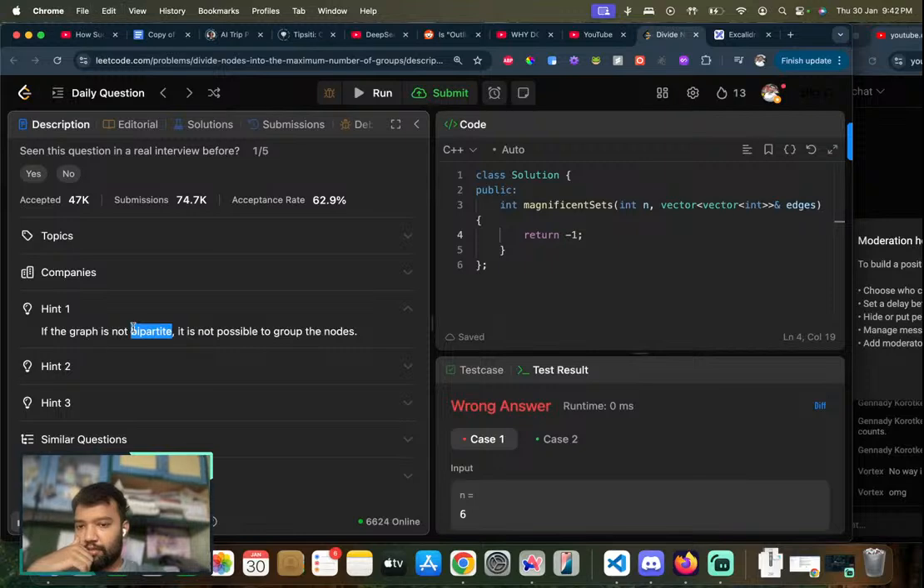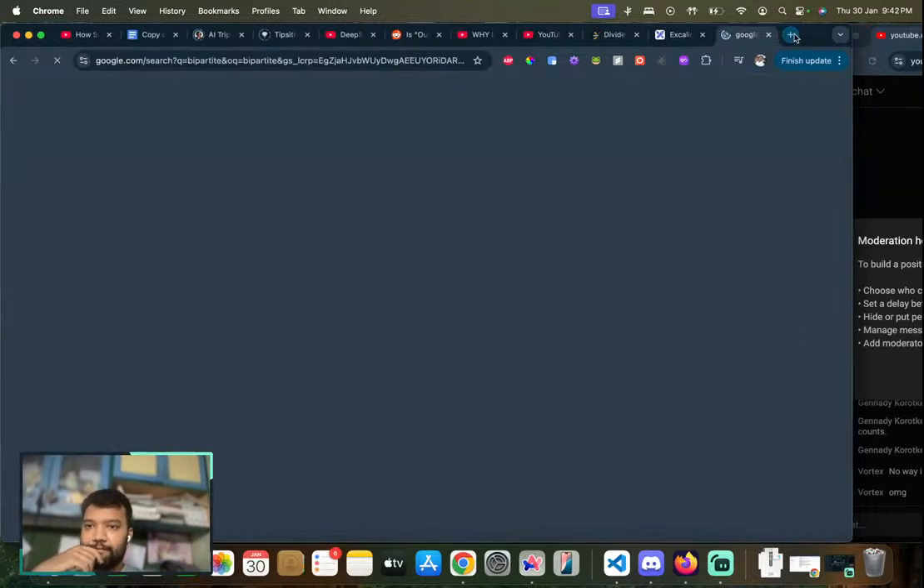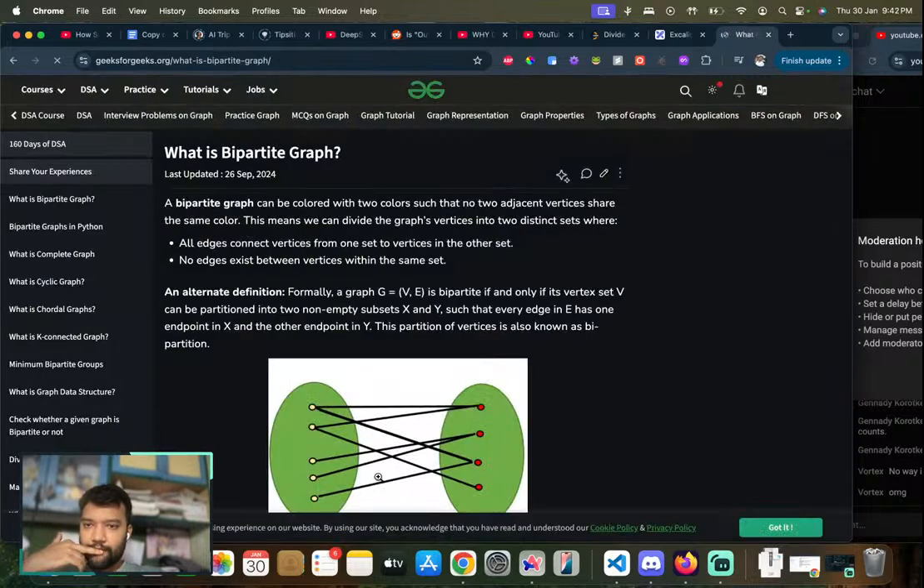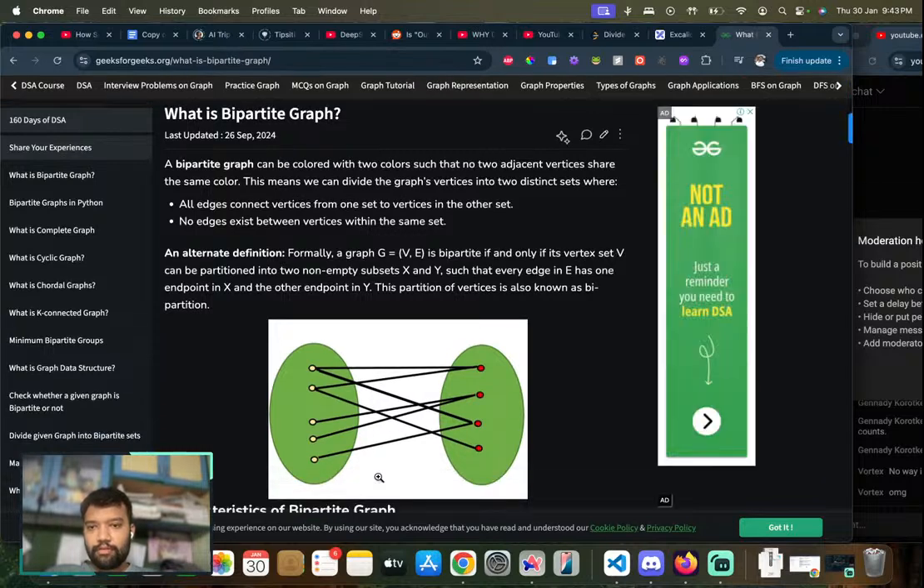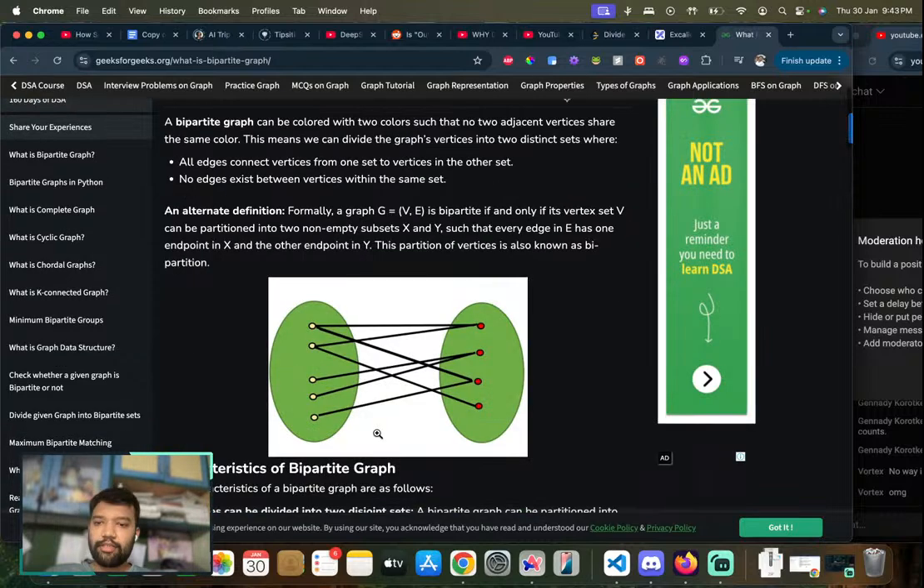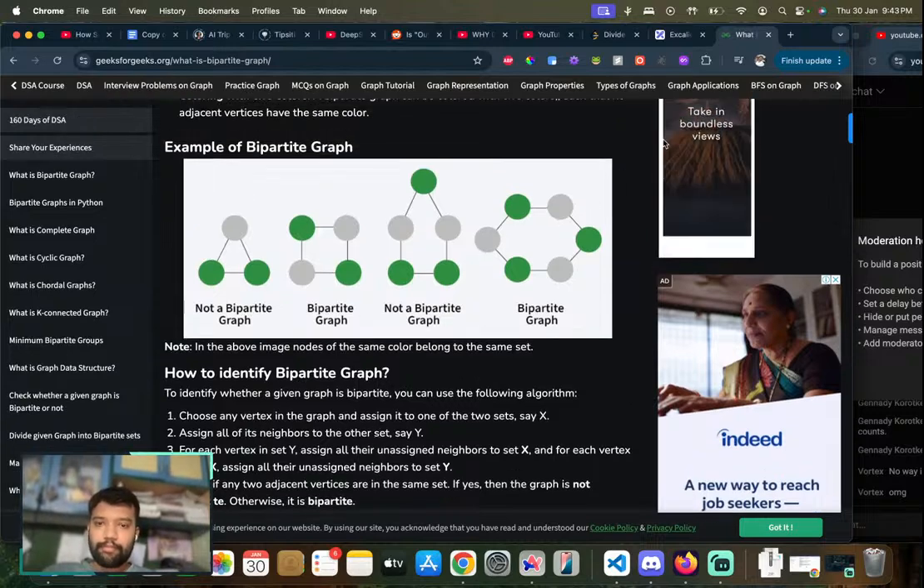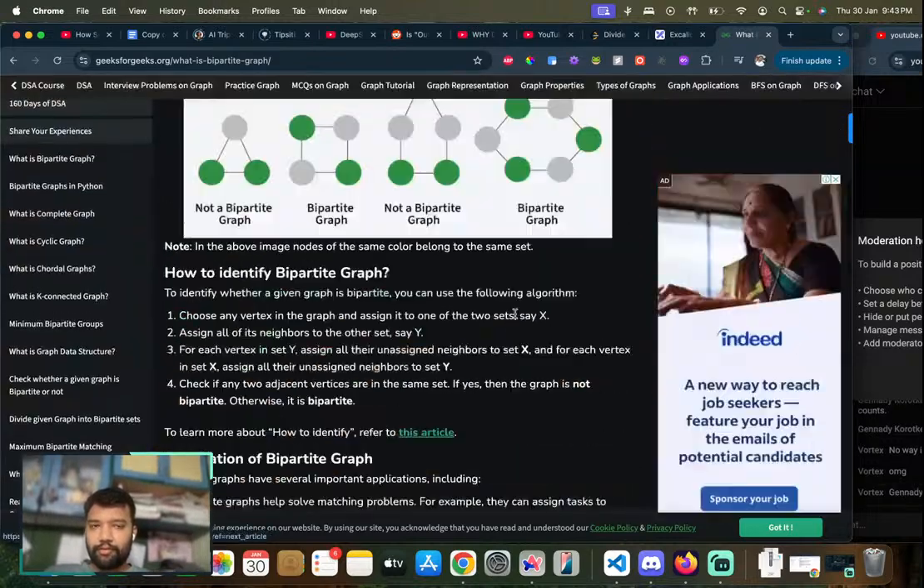Bipartite. What is bipartite? Okay, bipartite can be colored with two colors such that two adjacent vertices do not have the same color, which means okay, it can be divided into two sets of graphs and not a bipartite is a bi. Okay, how to check if a graph is a bipartite graph?